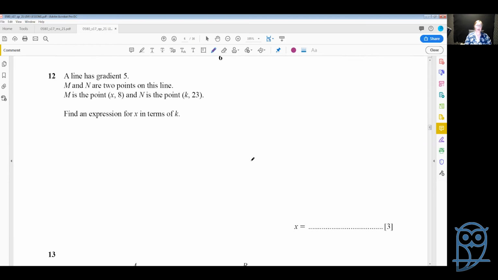Okay, so a line has a gradient of 5. So we're dealing with a line, so we've got our line formula. M and N are 2 points on the line. We've got their values, sort of. Find an expression for x in terms of k. So first, let's write out our formula for the line. So we have y equals 5x plus c. That's our line formula.